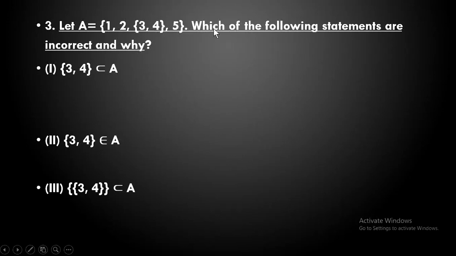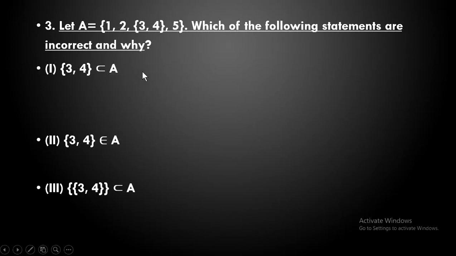Now the question is, which of the following statements are incorrect and why? First one, the statement says that the set of 3, 4 is a subset of A. Now you might think that this is a correct statement, but actually it's incorrect because if you see here, the set of 3, 4 is an element. Now this is an element along with the set, and if you remember, whenever we say it is a subset, we need to write the element inside the curly brackets.